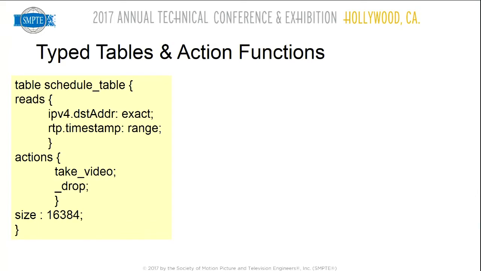We have a table called schedule. The schedule has two reads. It reads the IPv4 destination address exactly, and it reads the RTP timestamp within a certain range of the timestamp. And this table also has actions. One's take video, if you want to take that video source, or just drop the packets. That's the other action that we have. And this is the size of the table, 16,000 entries.